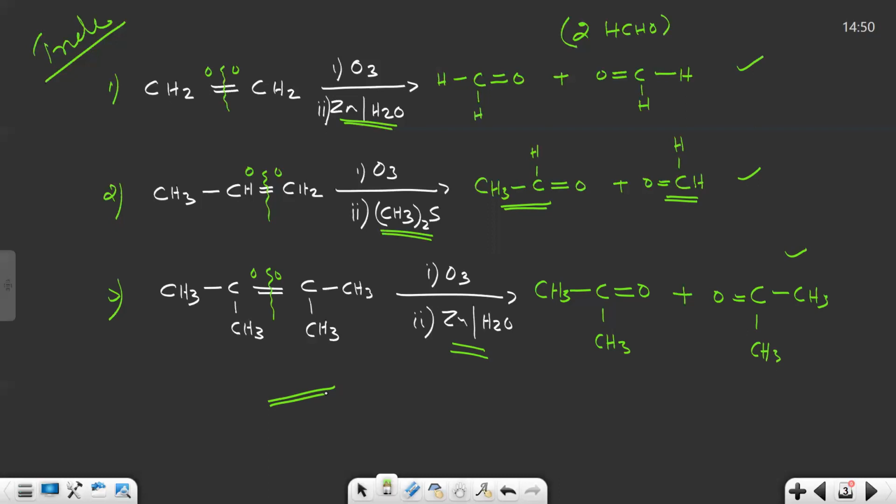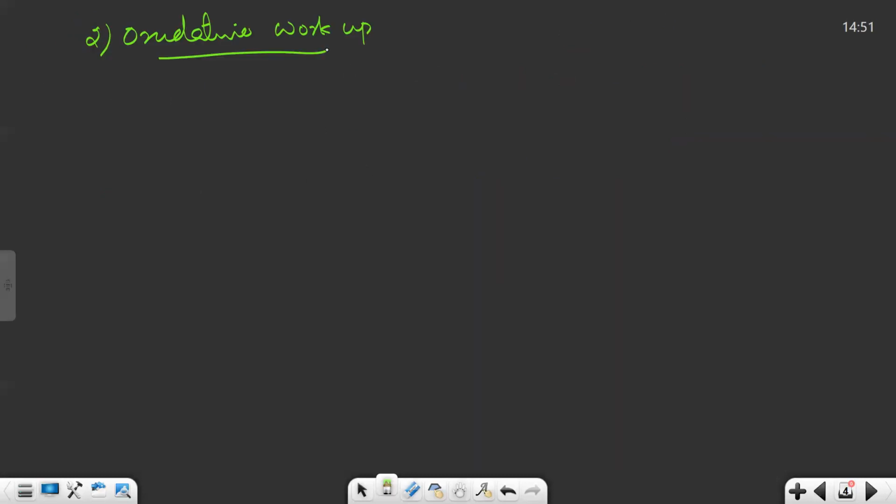Now we move to the second method. So far we were explaining the reductive workup, right? We were using either zinc and H2O or dimethyl sulfide. Now we will discuss what is oxidative workup, the second method of preparation, or ozonolysis reaction. Here, what all reagents are we using? First ozone, and then second H2O2. H2O2 is a good oxidizing agent. Here we will see what products we get when we do ozonolysis with this.